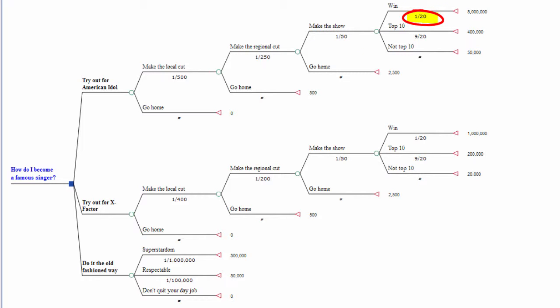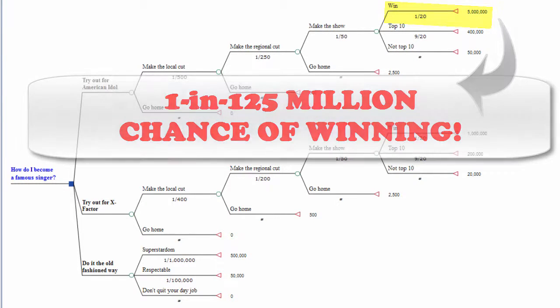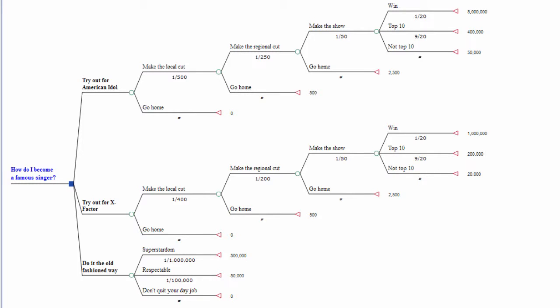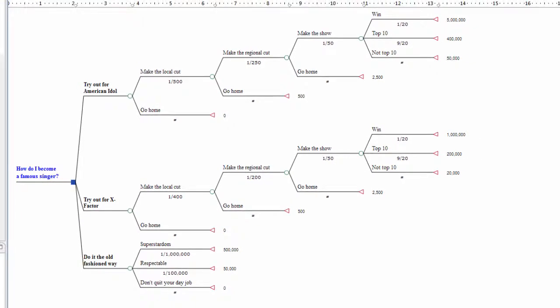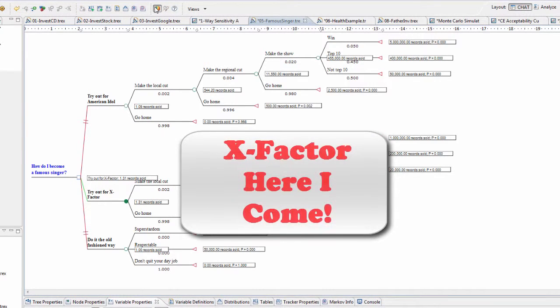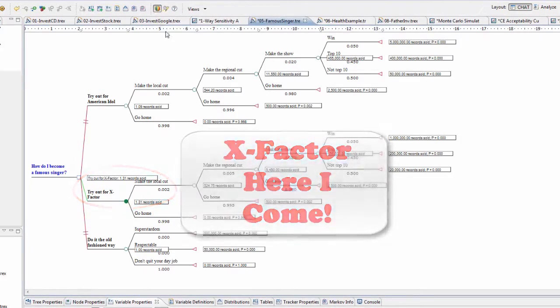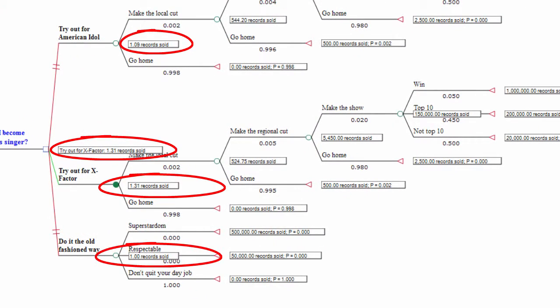That's actually a 1 in 125 million chance of winning. But if you follow that path, the payoff is big. You'd sell 5 million records. And that's the way it works. You place your estimates in the decision model, click on the beach ball, and here it says you should suit up and harmonize for X Factor. But notice that the average number of records sold under each strategy is less than 2. So I wouldn't get too excited.